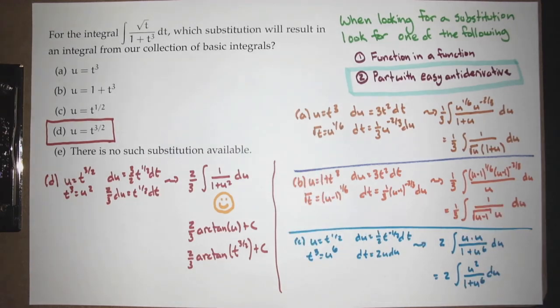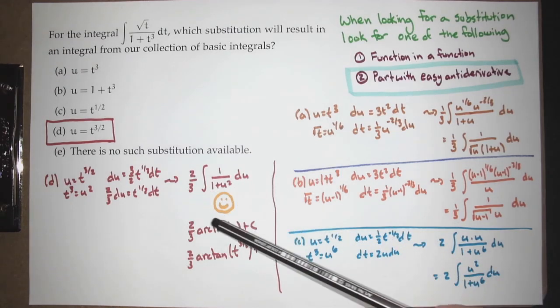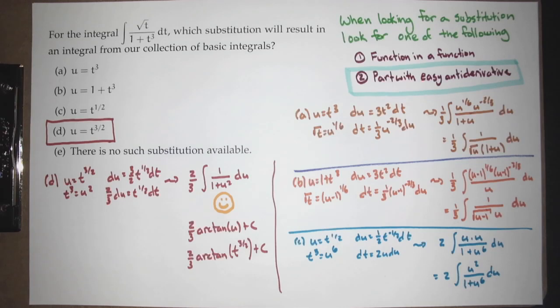So for reference, I marked down what would happen if you did each one of these substitutions and worked them out. If you did the substitution A, you get 1 over square root of u times 1 plus u. That's not on our list. If you did B, you get 1 over square root of u minus 1 times u. That's not on our list. If you did C, you'd end up with u squared over 1 plus u to the 6th. Again, not on our list. But with D, you end up with 1 over 1 plus u squared, which is a happy integral, one of our favorites. That's an arctangent. That's on our list. And so for reference, this was what the integral turns out to be.